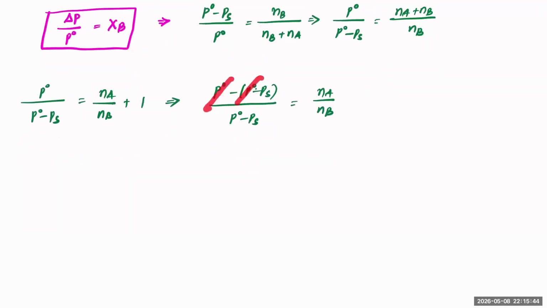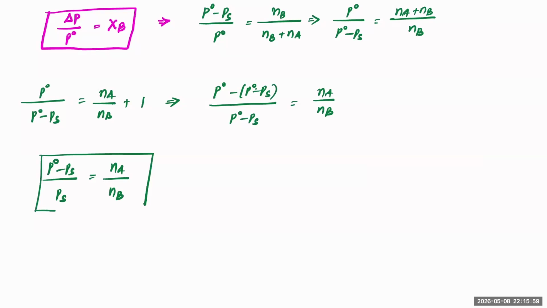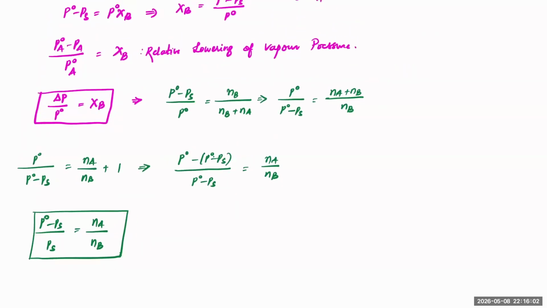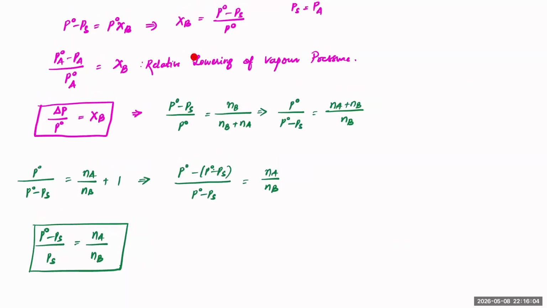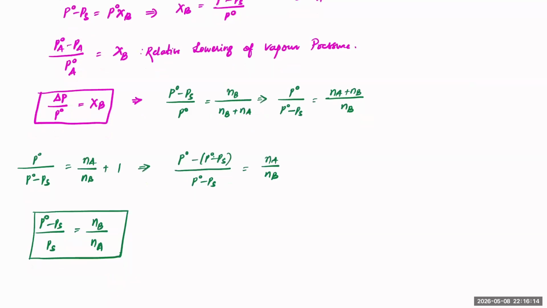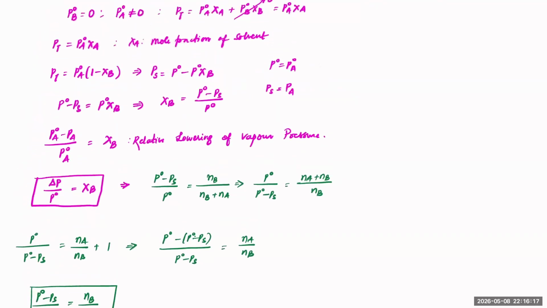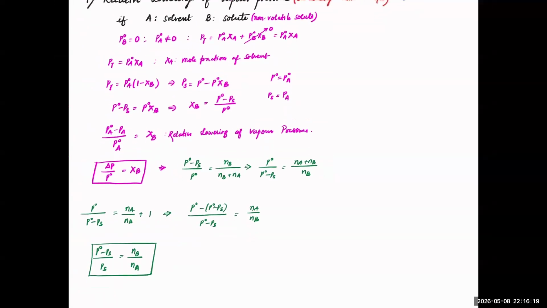So you can see P naught will get cancelled. So you can get this as P naught minus Ps upon Ps, that is equal to Na by Nb. Okay. This is another way of representing the formula, where instead of writing in terms of mole fraction of the solute, we are writing in terms of the ratio of the mole fractions, which is number of moles of B by number of moles of A. Got it? So this is about relative lowering of vapor pressure, everybody.